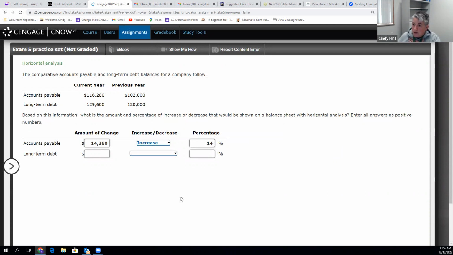And for the long-term debt then, we take the current year, we subtract the previous year, and that of course would be $9,600. And because the current year is higher, that would be an increase. Find the percent increase, we divide by the older year. 9,600 divided by 120,000 is 8%.